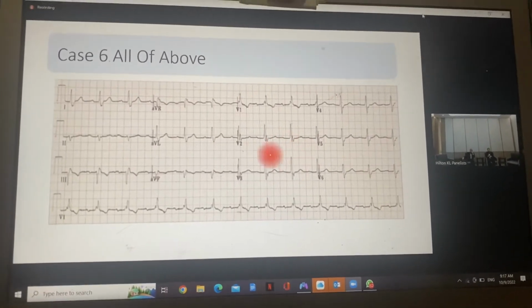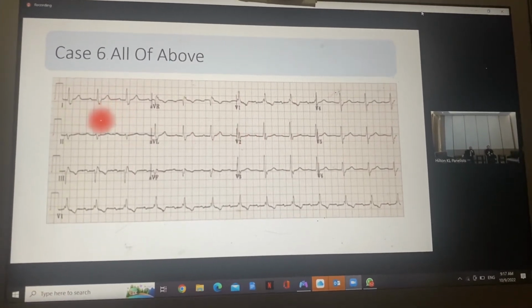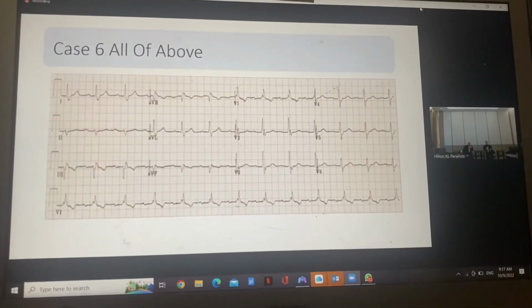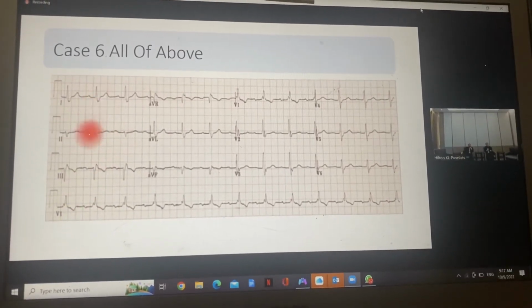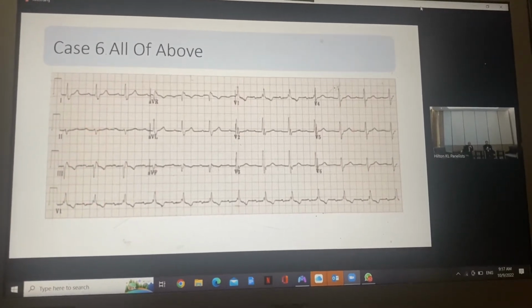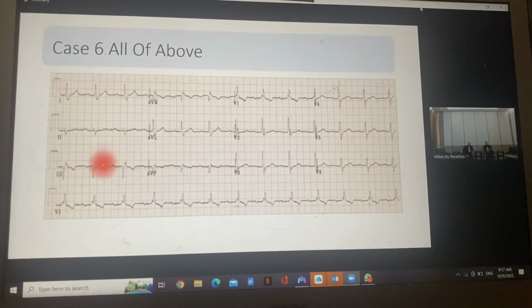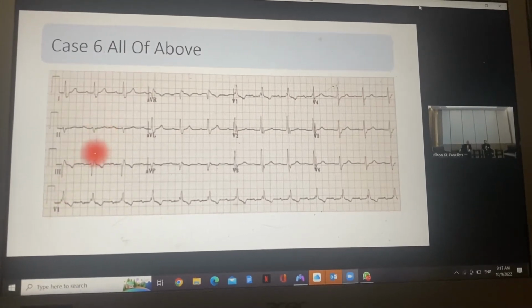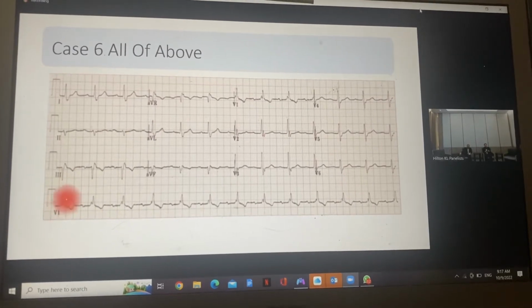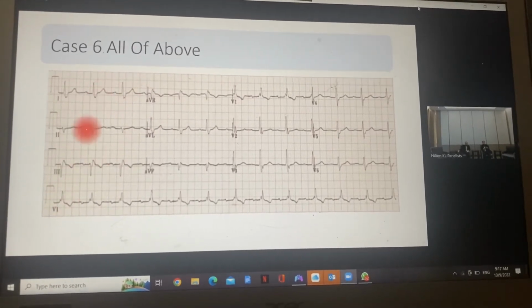At the same time, look at leads 1, 2, and 3. You can see the axis is slightly different. We expect a normal axis, with lead 1 positive, lead 2 also positive, and lead 3 also positive. But here we can see lead 1 is positive, but lead 2 and lead 3 are negative. When leads 2 and 3 are negative, almost leaving each other, it is more toward left axis deviation.